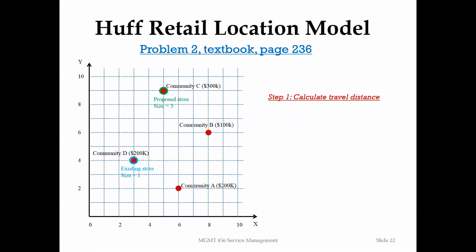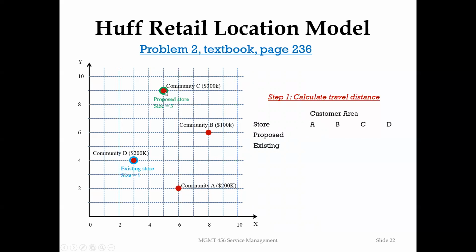So again, how do we calculate travel distance? We look at the map. We measure distance by Manhattan distance. So we're going to look at a travel distance from each customer area to each store. So first of all, let's look at the travel distance from customer area A to the proposed store. Proposed store is actually in community C. So basically, what's the travel distance from A to C? From A to C, because the proposed store is right inside community C.